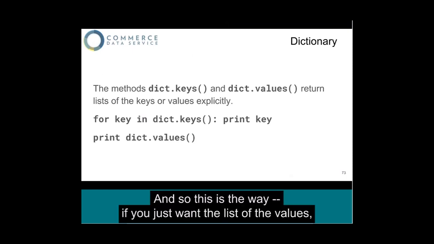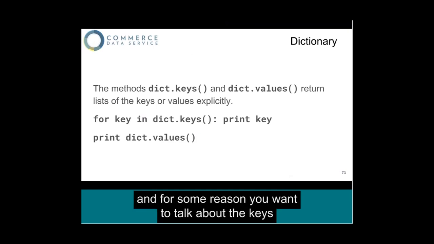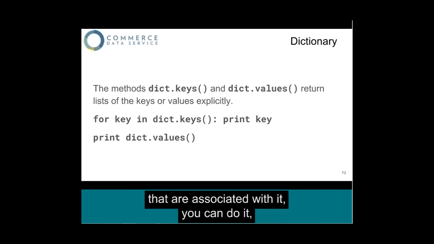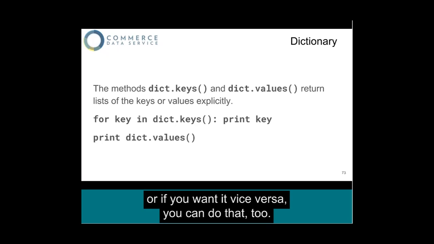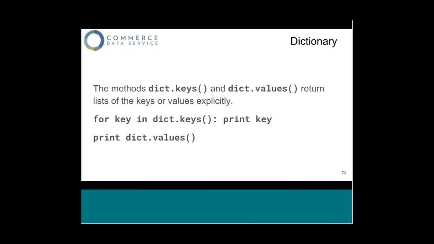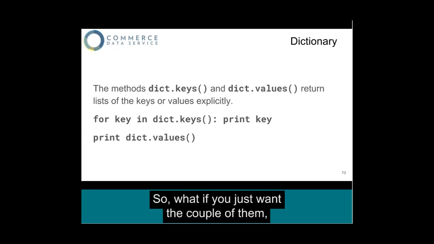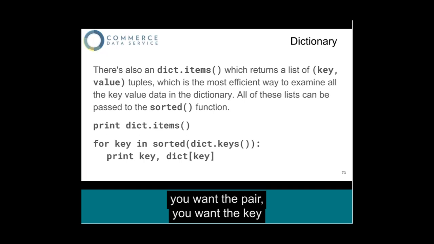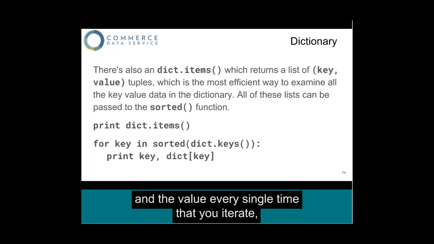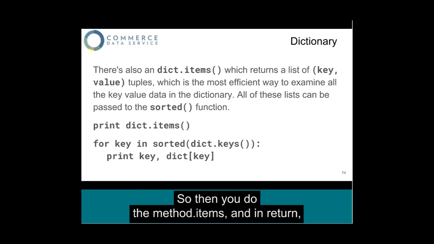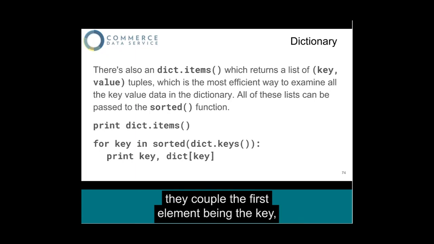And so this is a way, if you just want the list of values, and for some reason you want to toss out the keys that are associated with it, you can do that. If you want to do the vice versa, you can do that too. And so what if you just want the tuple of them? You want the pair. You want the key and the value every single time you iterate. You want the list of that. So then you do the method .items. And it returns a tuple, the first element being the key, the second element being the value.